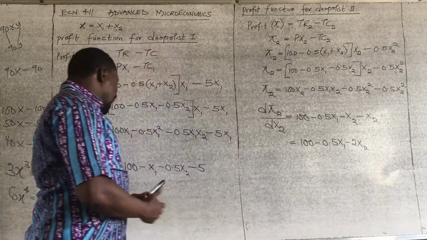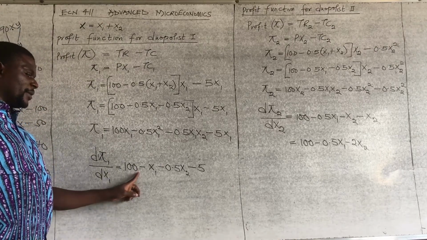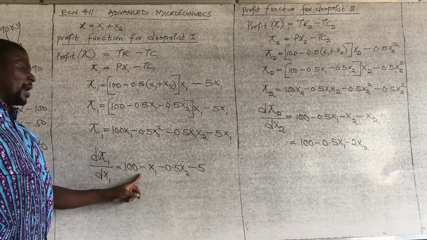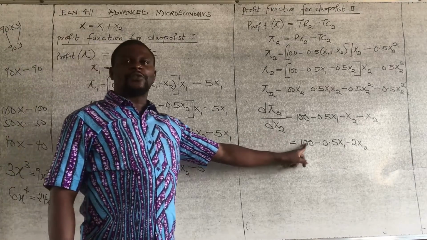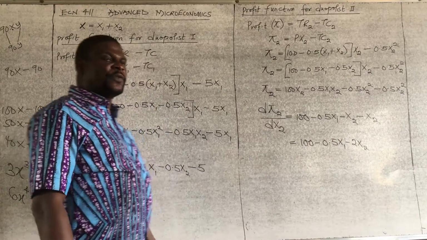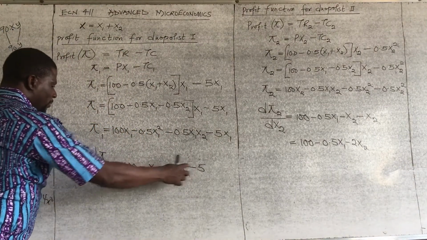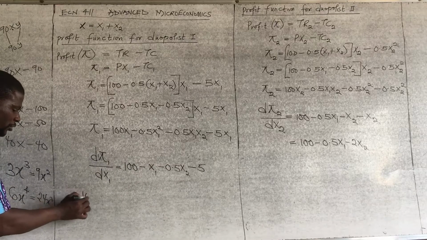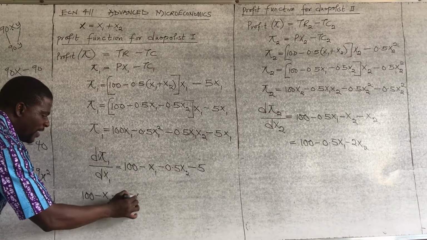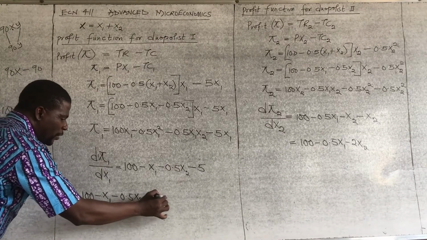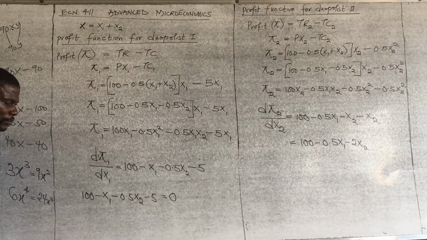So let's now equate this one to 0 and make x1 the subject of the formula. From here, equate to 0 and make x2 the subject of the formula. So here now, if I say 100 minus x1 minus 0.5 x2 minus 5 equals 0, let's do it so that x1 will stand alone.